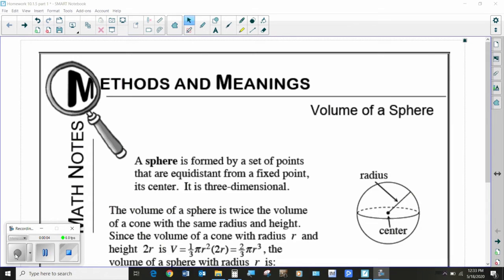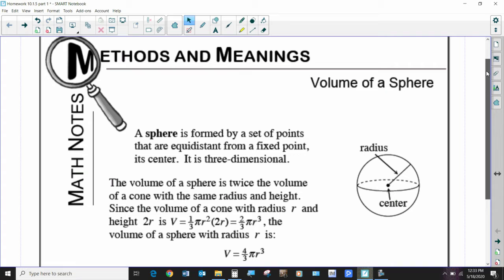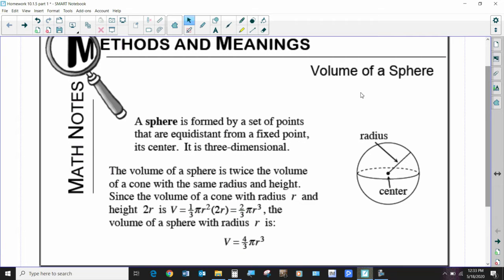Alrighty, let's see how you did on the first few problems of this 10.1.5 homework. I've split it up into two parts. So the first part has your M&Ms for the volume of a sphere. Remember, the sphere has a center point. It's a three-dimensional circle, so the radius is the distance from the center point to the sphere itself, but in 3 dimensions instead of 2 dimensions like a circle would be.